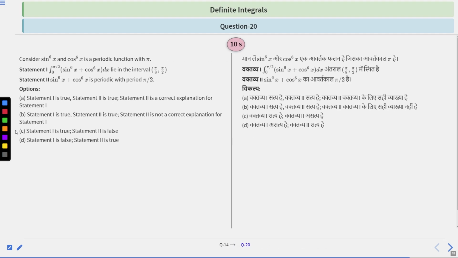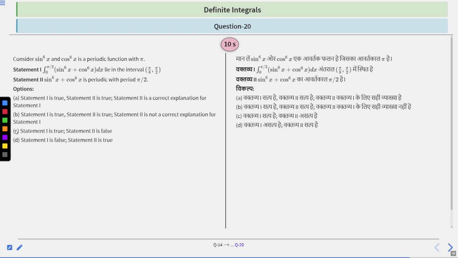Let's move to the next question, question number 20, which again is a statement type question. Consider sine to the power 6x plus cos to the power 6x is a periodic function. Statement 1 says that integration from 0 to pi by 2 of sine to the power 6x plus cos to the power 6x dx lies in the interval pi by 8 to pi by 2, right? And statement 2 says that sine to the power 6x plus cos to the power 6x is periodic with period pi by 2, right?